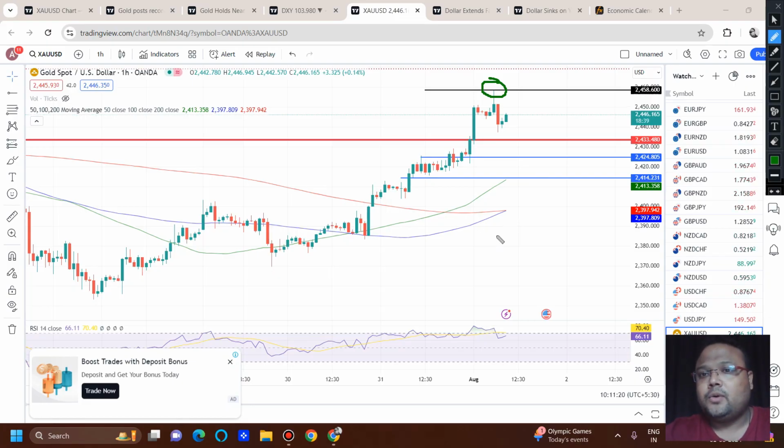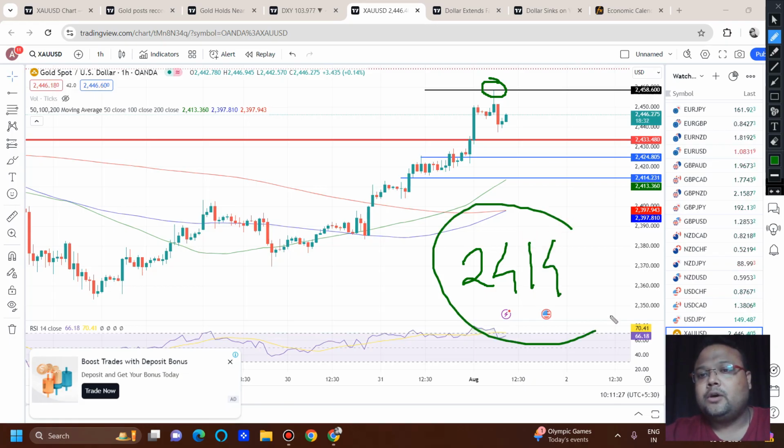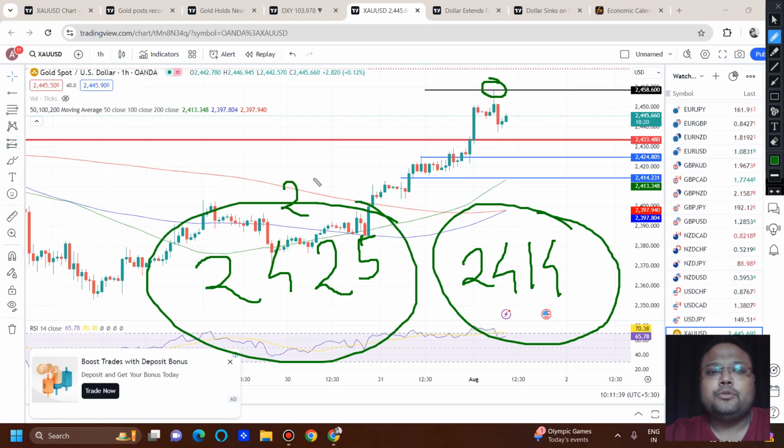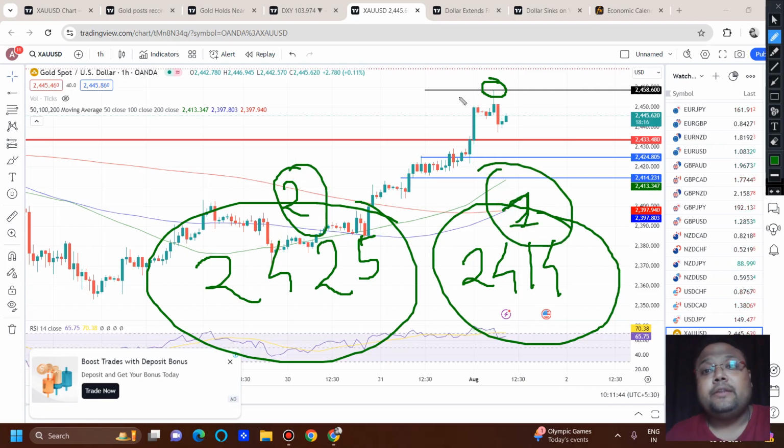So on the chart of gold, the best level where we can look for a buy is around 2414. Around 2414, we have the best buy position. The second best buy on the chart of gold is around 2424, so 2425. This is the second best buy position if the market comes for heavy retracement, because we can clearly see there is no sign of heavy retracement now.